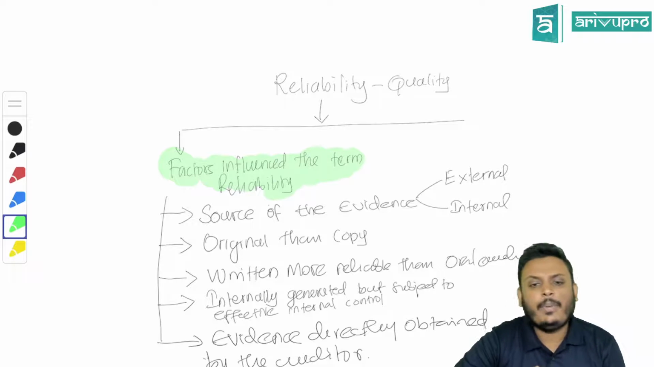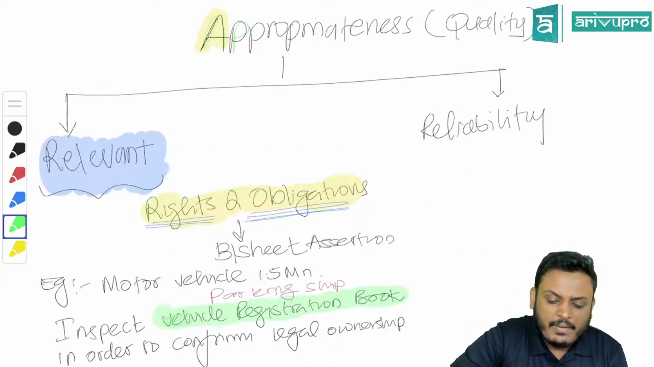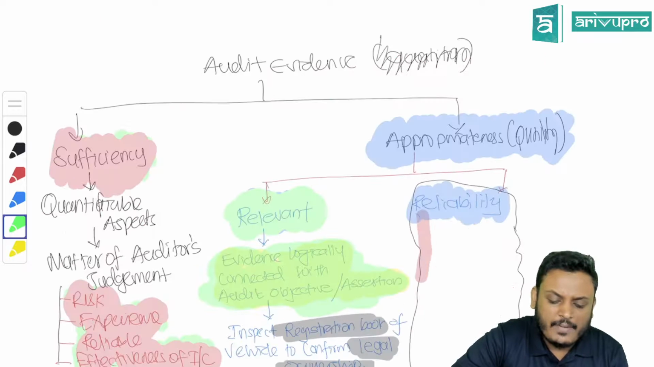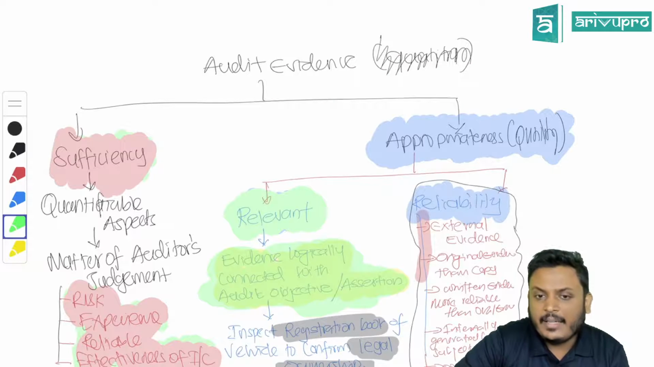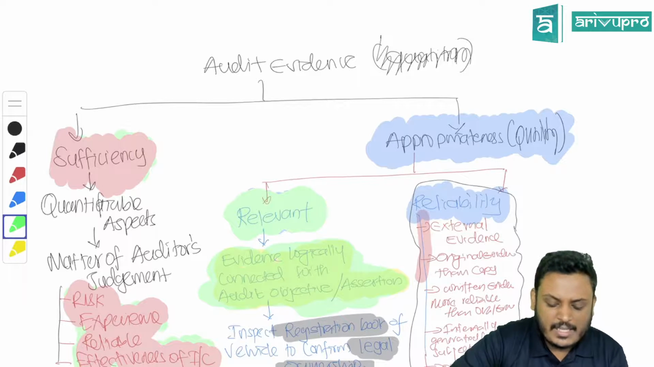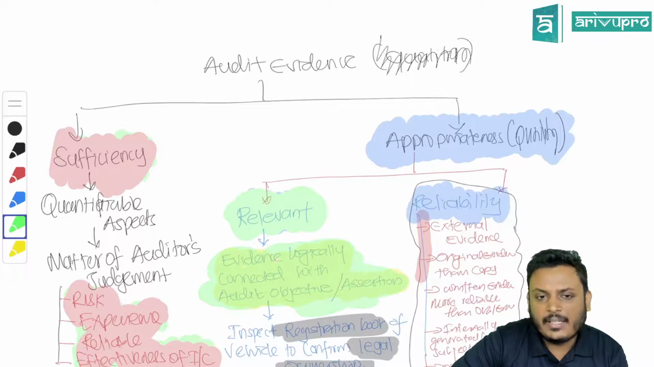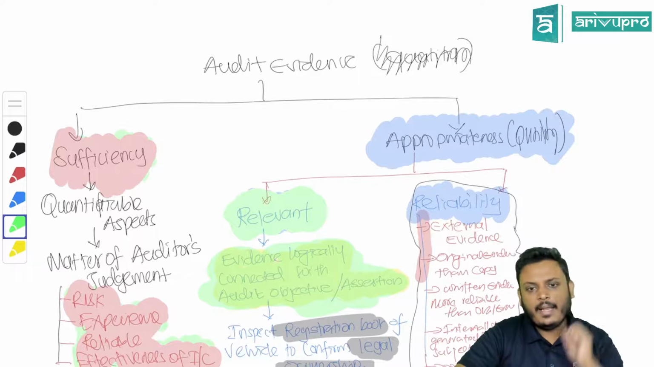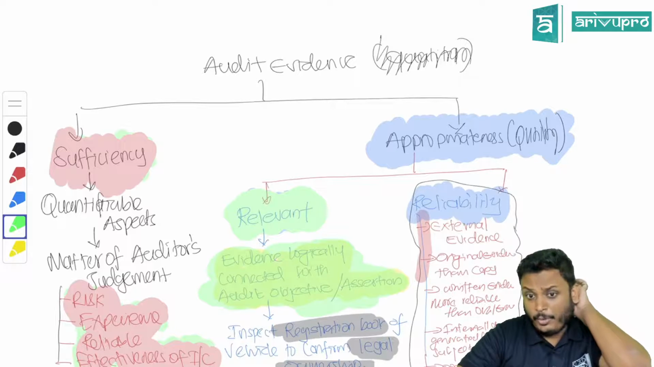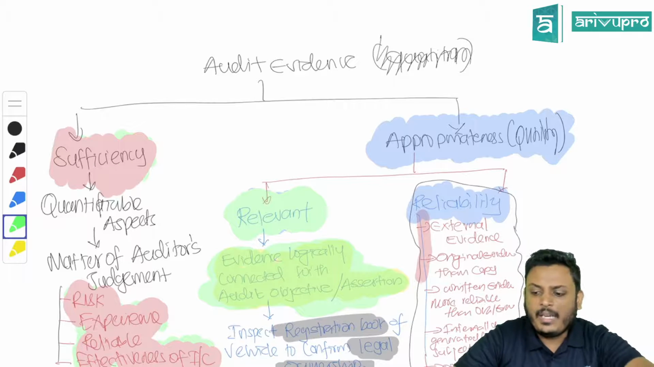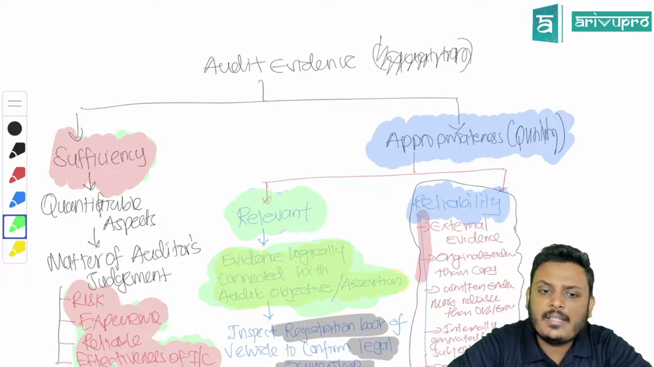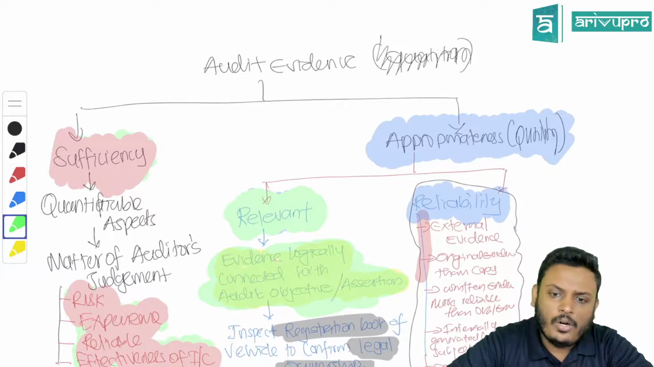You should know the summary very well, that audit evidence needs to be sufficient and appropriate. Sufficiency is a quantifiable aspect and it's a matter of the auditor's judgment. There are several factors that influence the auditor's judgment, like risk, materiality, population size and experience, reliability, risk, effectiveness of internal control, all sorts of things.